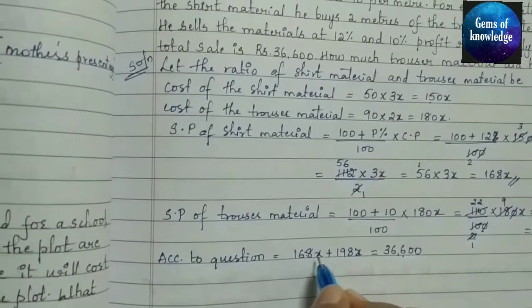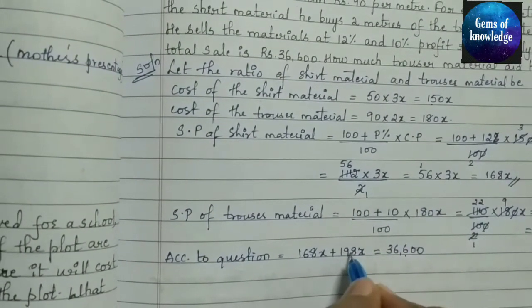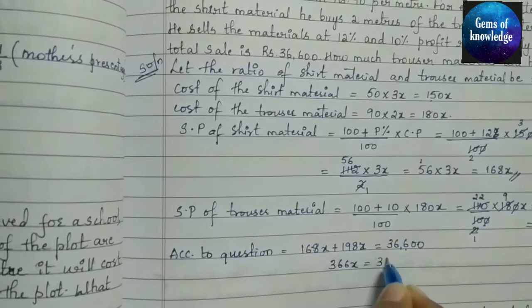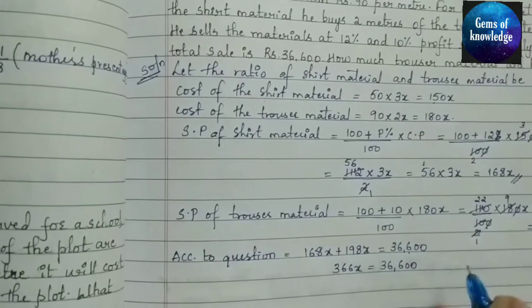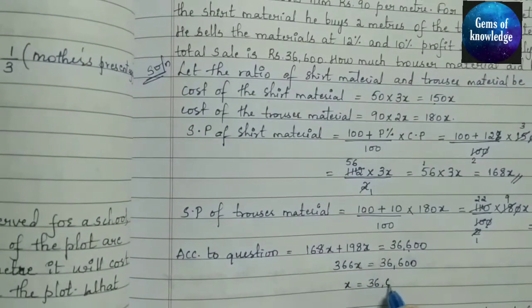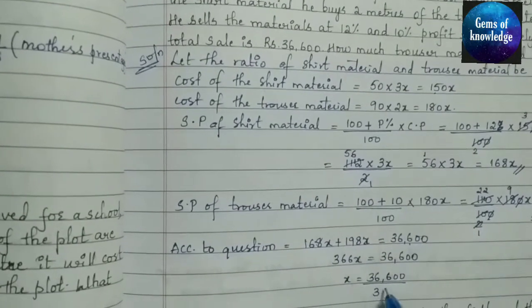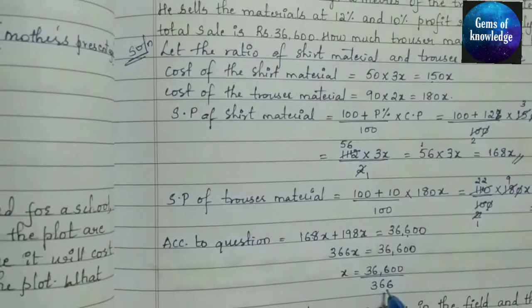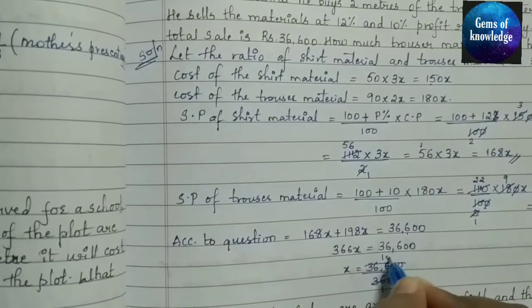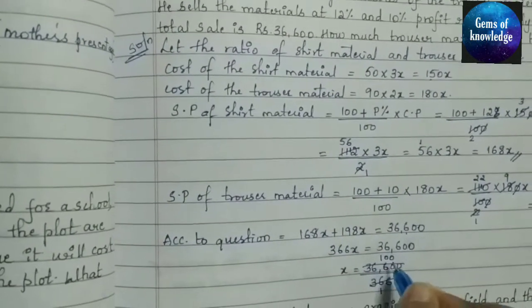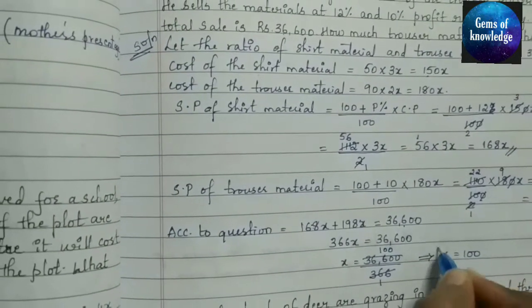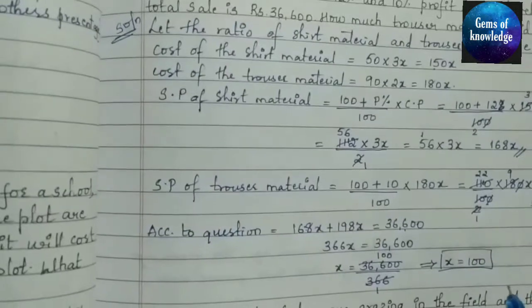So 168 plus 198 is nothing but 366x, which is equals to 36,600. So here value of x will be 36,600 divided by 366. So this is 366 ones are 366, and these 2 zeros will be as it is. So we will get x value as 100. So we got our x value as 100.